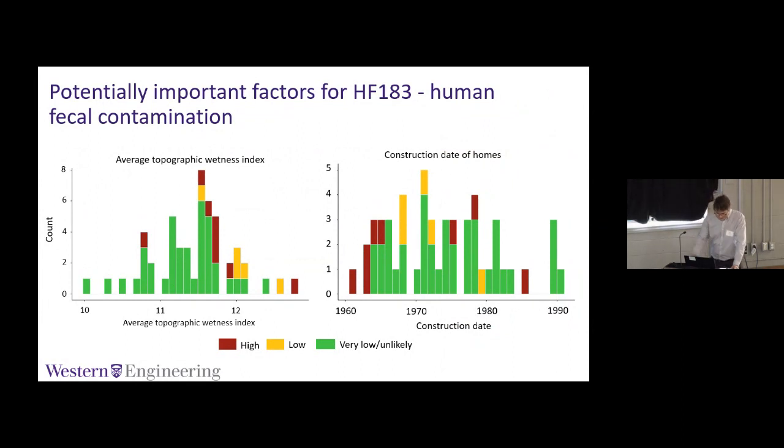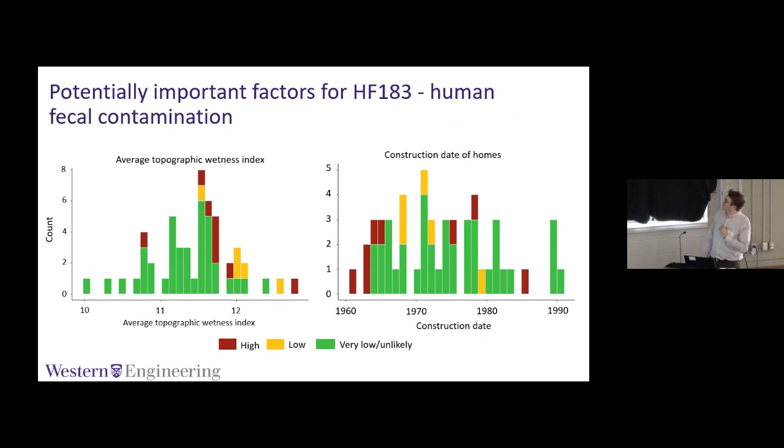So the first 2 I want to show here are the topographic wetness index and the construction date of occupied homes. We can typically see that in watersheds where the septic systems are placed on higher topographic wetness index, we're seeing more of our high and low detection sites, where we're getting detections of that DNA marker, possibly indicating that in areas of higher topographic wetness index, we're getting flooding of the drain field and overland transport of the septic system effluent.